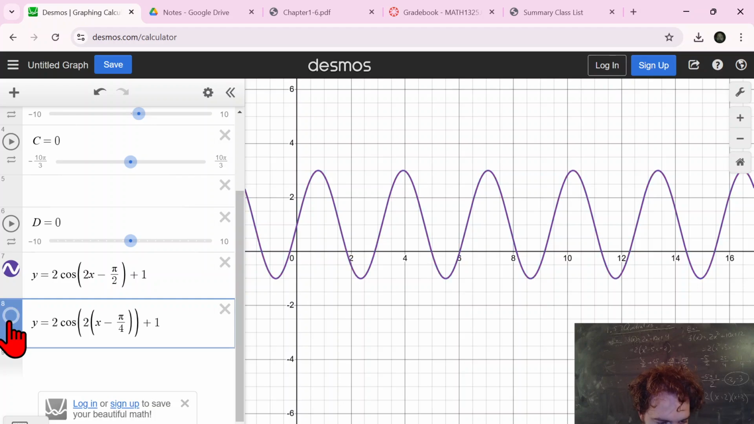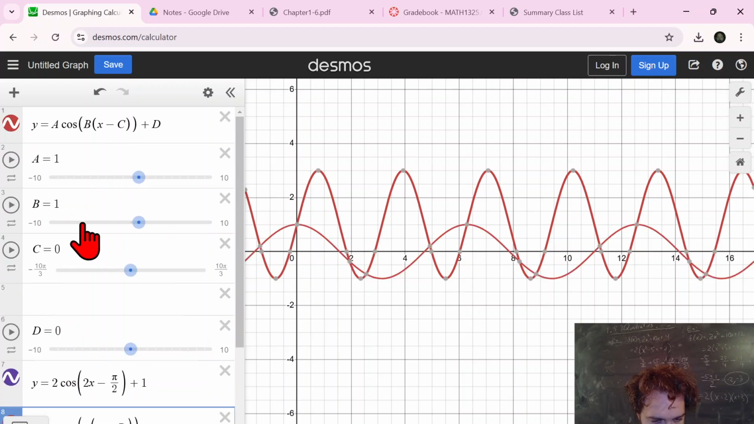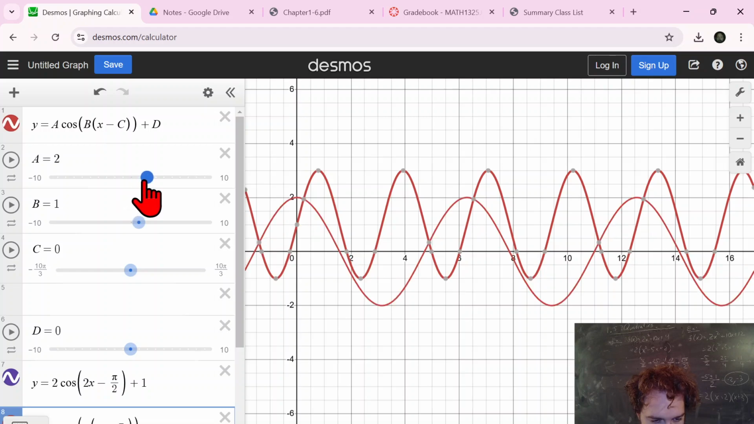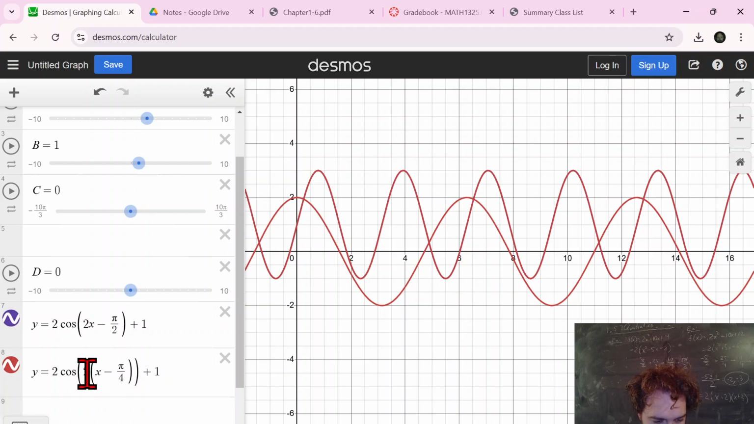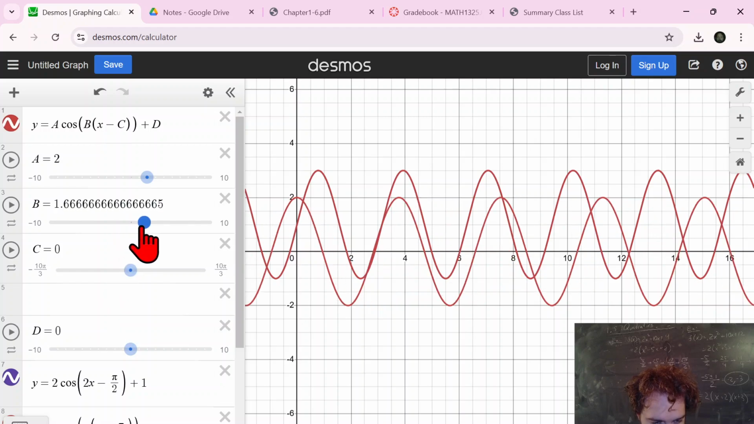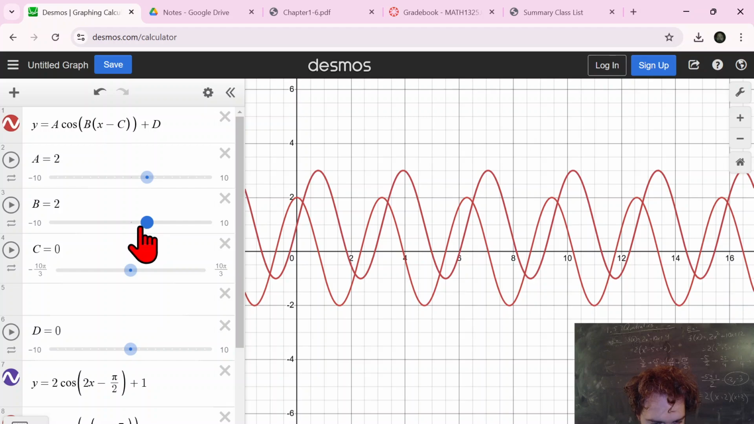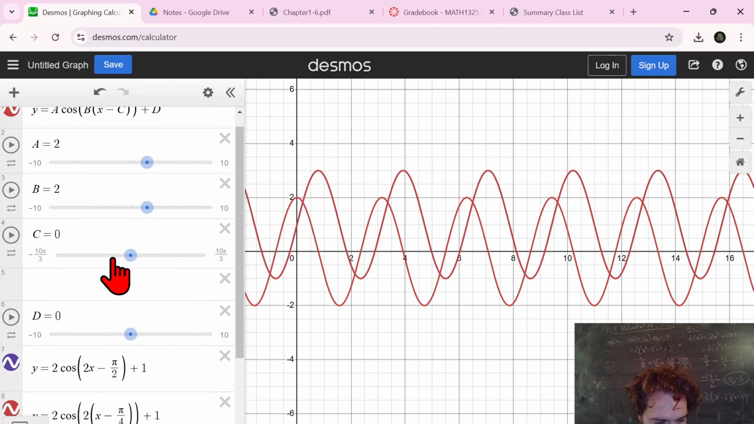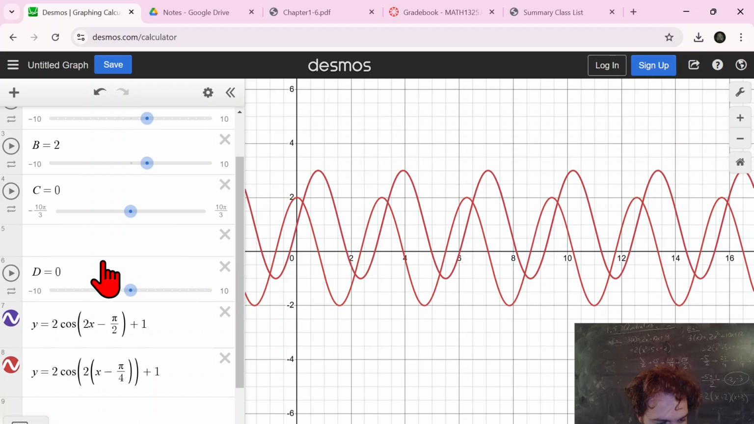You see right now that the original purple line and the red line are the exact same thing. So when we're asked for things like the amplitude, that's saying what is the A value? The A value in this case is 2. The B value is this number that is distributed over x minus c in the argument. So we have 2 for our B value. The C value is just the number that is being subtracted from x within the argument. So we want that to be pi over 4.